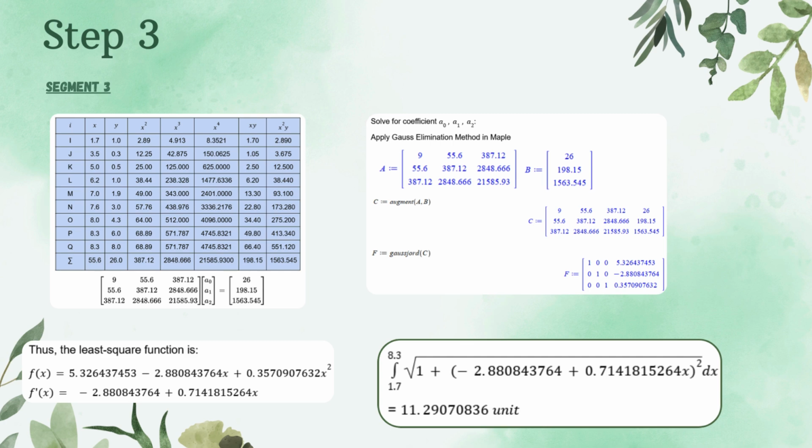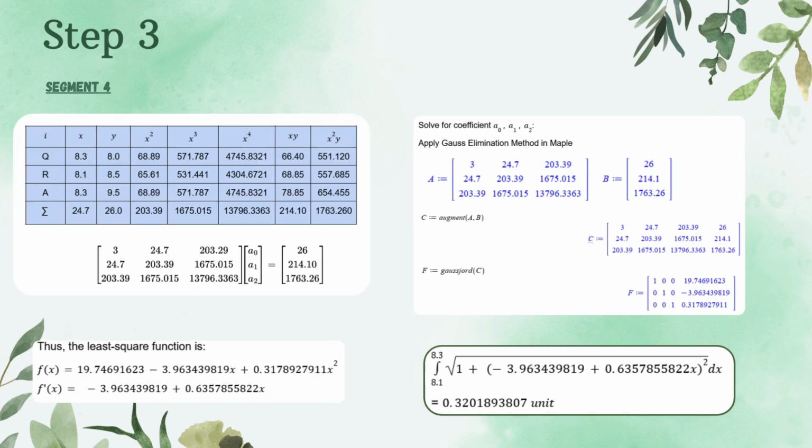For segment 3, we find the length from I to Q, and then we find the summations of x, y, x squared, x cubed, x to the power of 4, xy, and x squared y. And then we put all the summations into the least squares formula, and then solve for the coefficients using the cross elimination method. After we get the solution, we put it in the least squares function and we differentiate it. And using that function, we find the arc length for all those points.